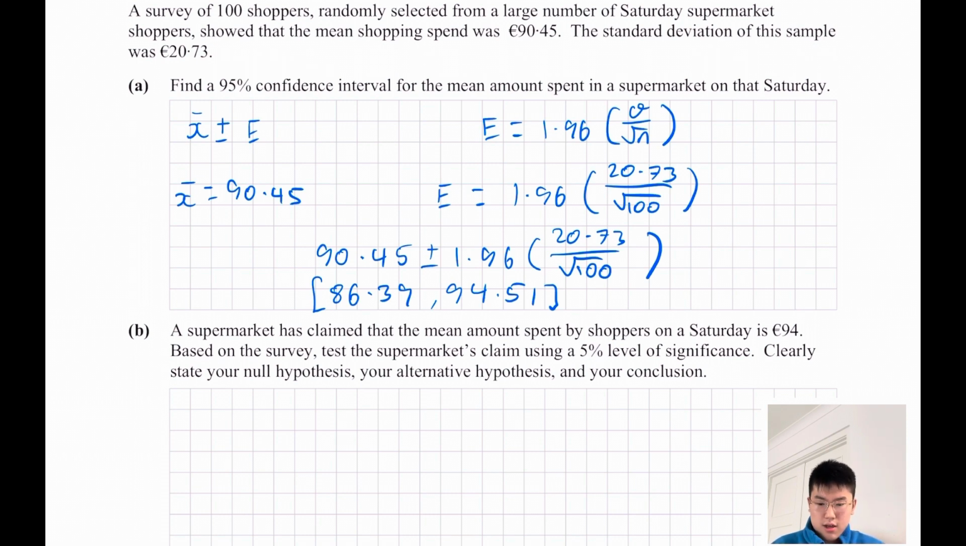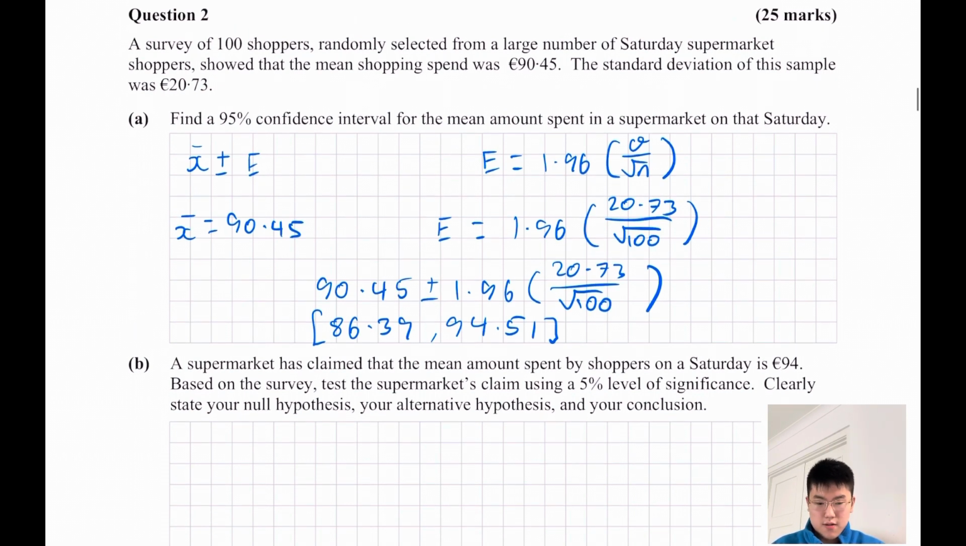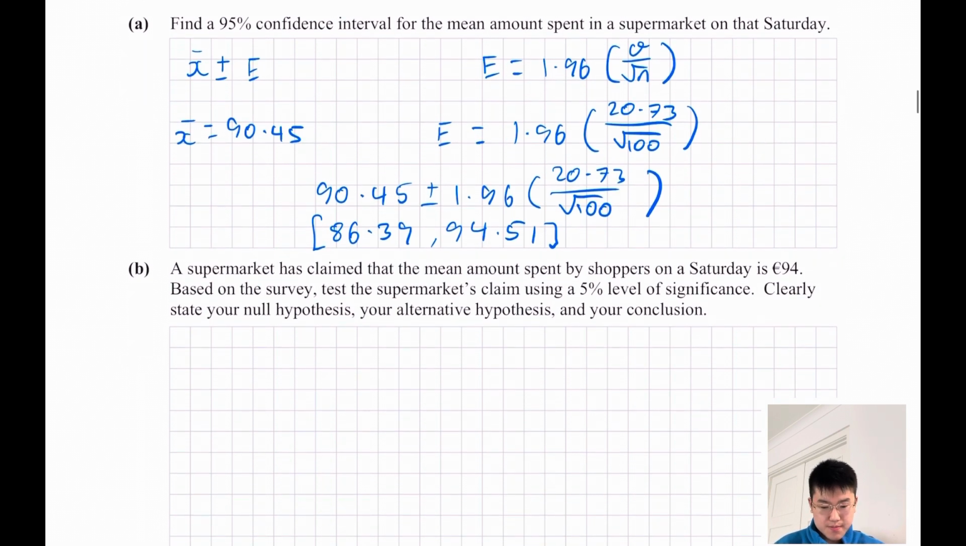Now, usually in exams it's always a 95% confidence interval or 5% level of significance, but they could ask you for a 90% confidence interval or any other percentage really, though it's very rare for them to ask that. But you definitely need to know how to interchange between the confidence levels.